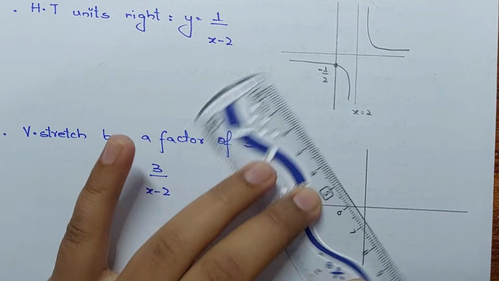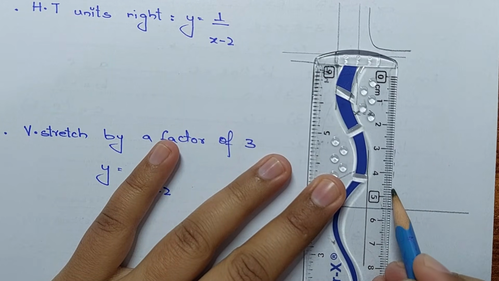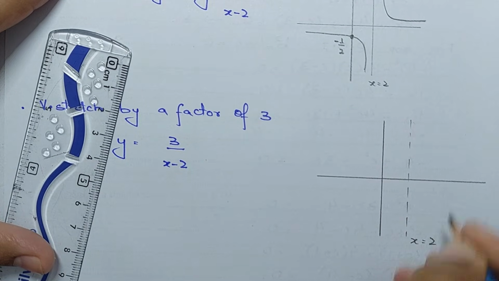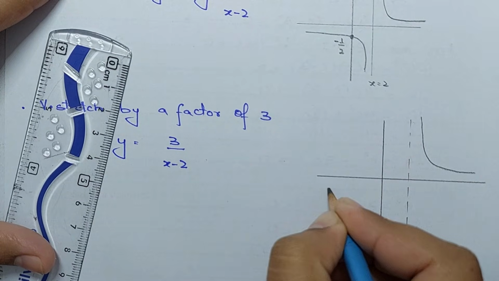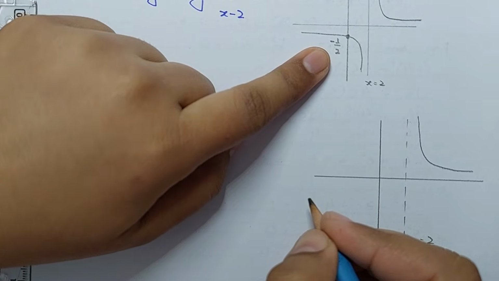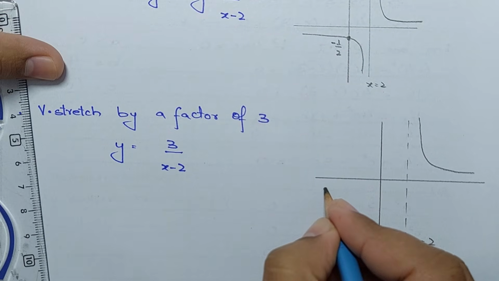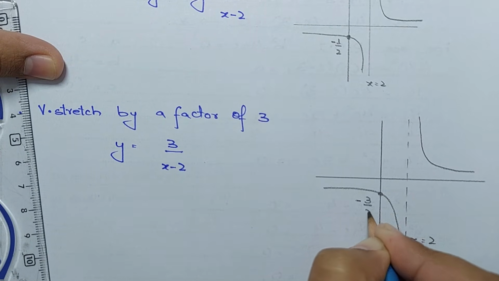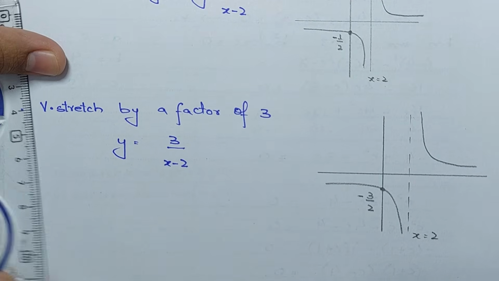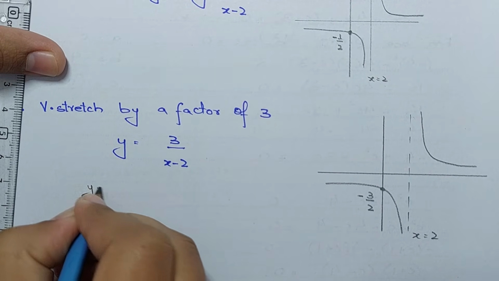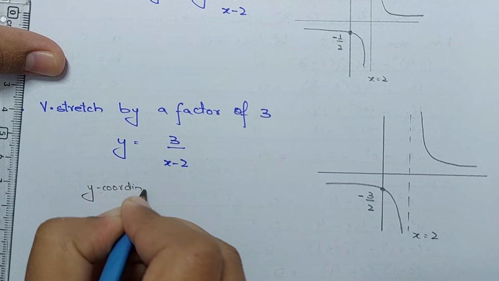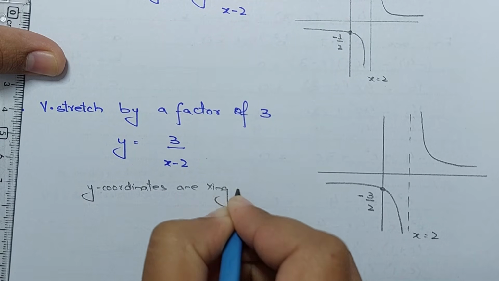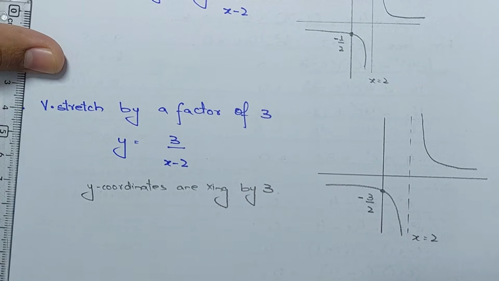Let me sketch the graph for this. Let us suppose this line is x equals 2. It stays the same, just the y coordinates are multiplied by 3. Now the y-intercept is minus 3 by 2, since minus 1 by 2 multiplied by 3 is minus 3 by 2. A stretch in the y direction means the y coordinates are multiplied by 3, just the y coordinates.